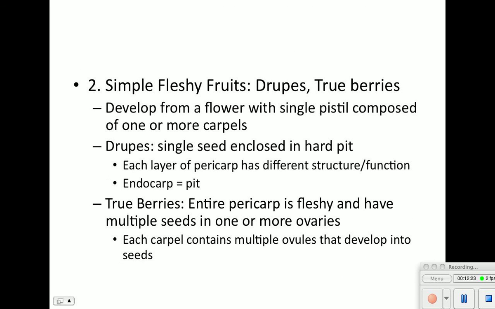We have simple fleshy fruits like the drupes and the true berries. So with the drupes, the single seed's encased in a hard pit. So drupes would be like peaches and apricots. So each layer has a different structure and function, but that endocarp is where that pit is located. True berries, the entire pericarp is fleshy, and they have multiple seeds in one or more ovaries. So like with raspberries or strawberries, I always get seeds stuck in my teeth, and it's so annoying, but it's so good at the same time.